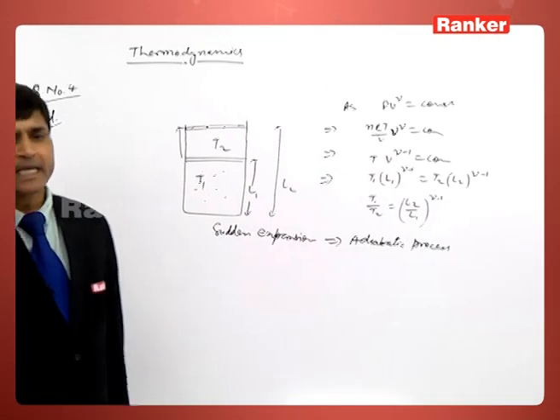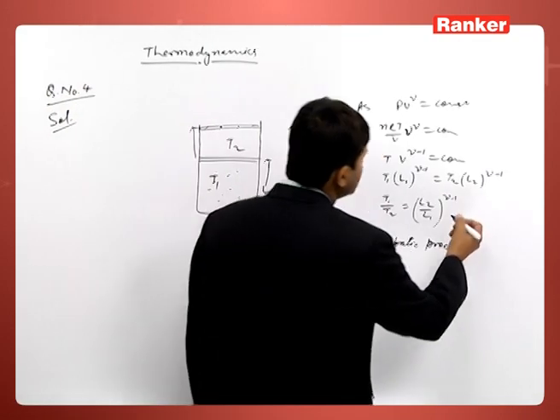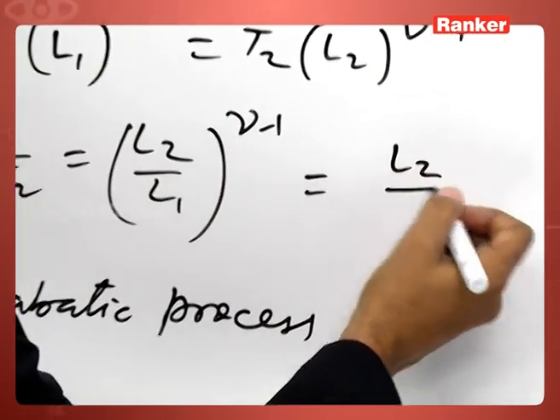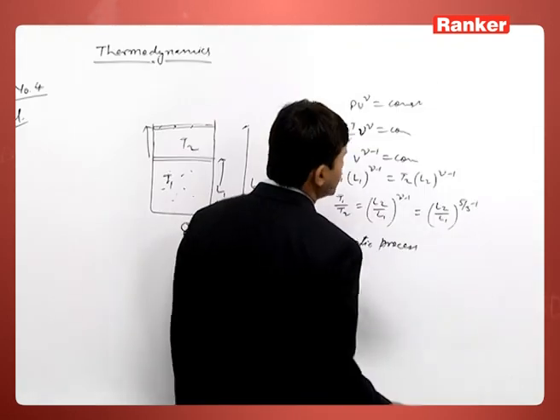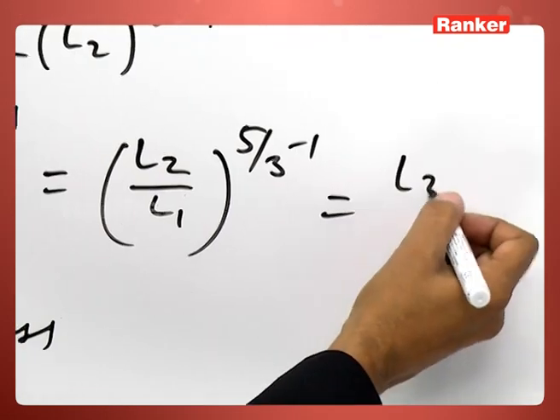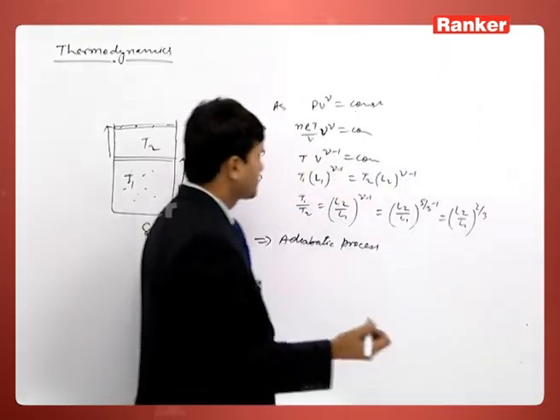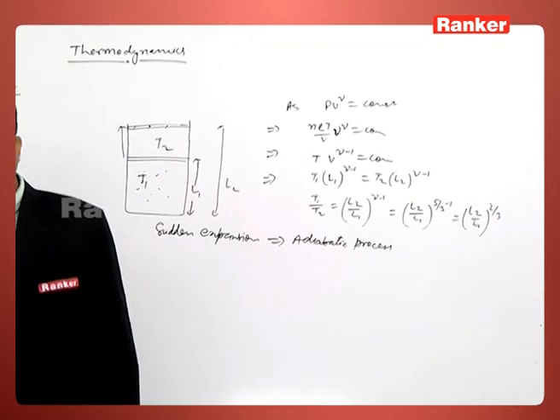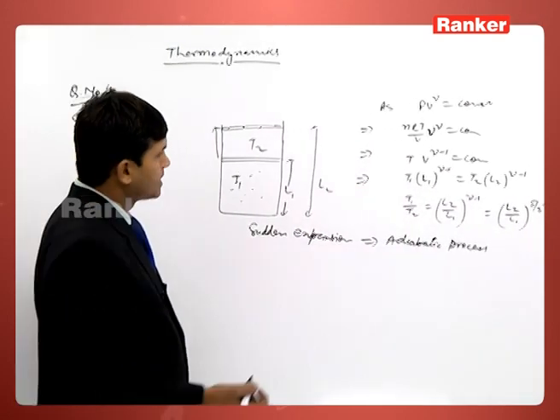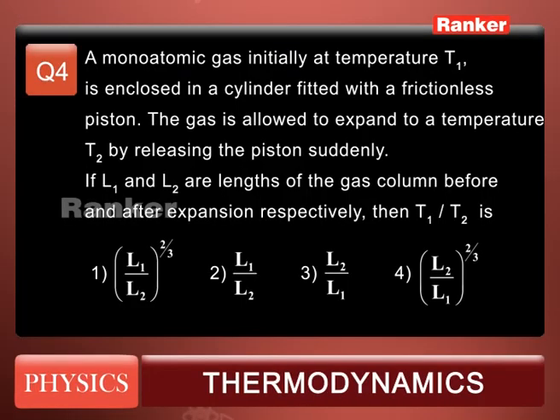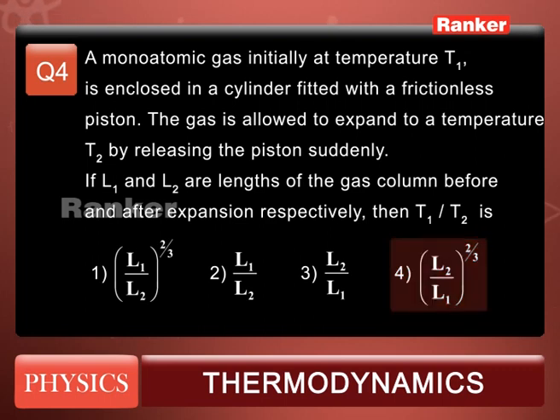And since the gas is monatomic, for monatomic gas gamma is 5 by 3. So (L2 by L1) to the power 5 by 3 minus 1, so this will be (L2 by L1) to the power 2 by 3. So T1 by T2 is equal to (L2 by L1) to the power 2 by 3. Our correct option is option number 4.